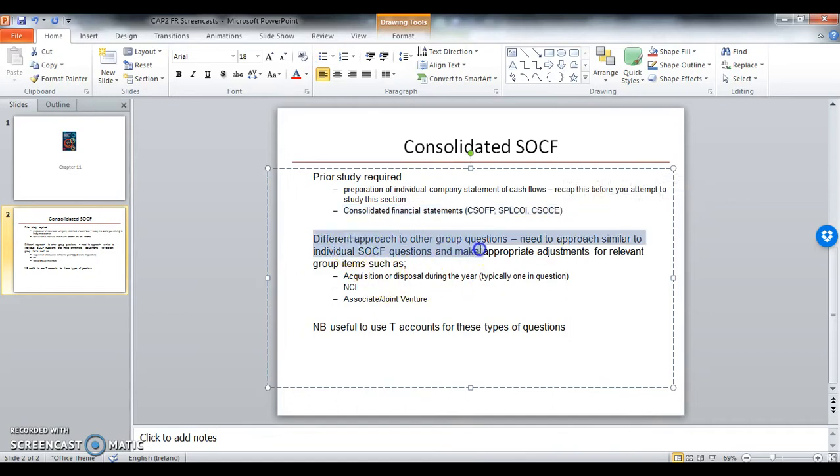So we have a different approach now. We're going to approach it as we would a normal IAS 7 individual company statement of cash flows. But again, some adjustments are needed for group-specific issues such as acquisitions and disposals during the year, the NCI, and associates or any joint venture. And one thing, this goes for normal cash flows and consolidated cash flows: make sure to use a T account, particularly on complex line items where there are a lot of moving parts. It's useful so you don't get confused.